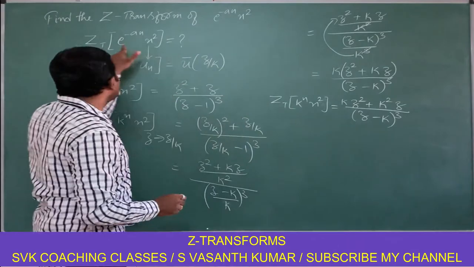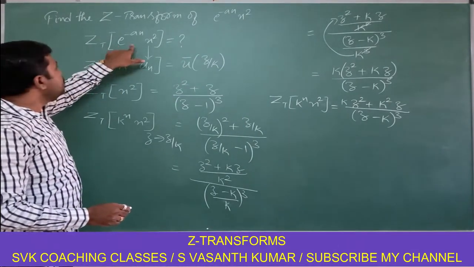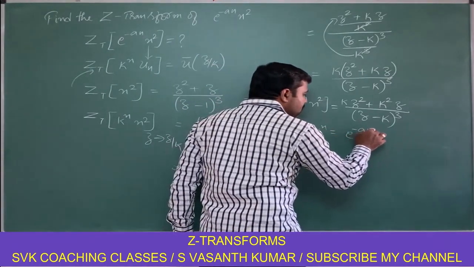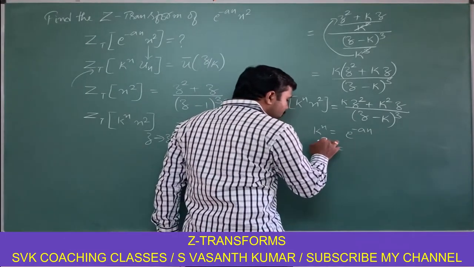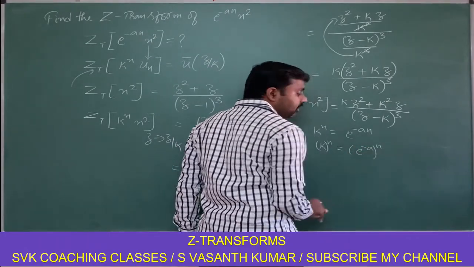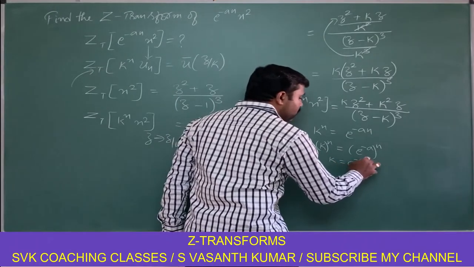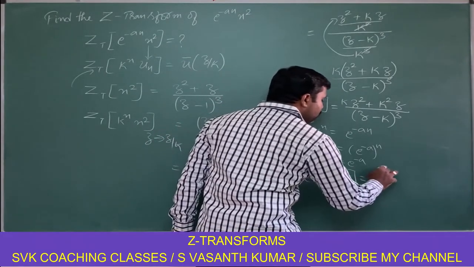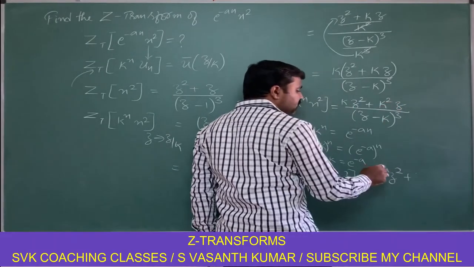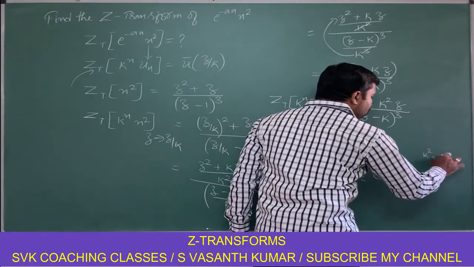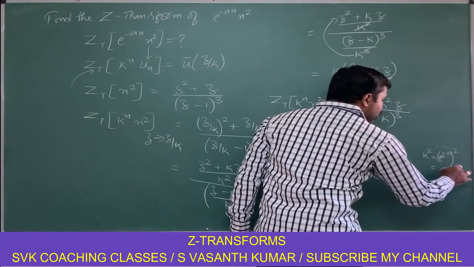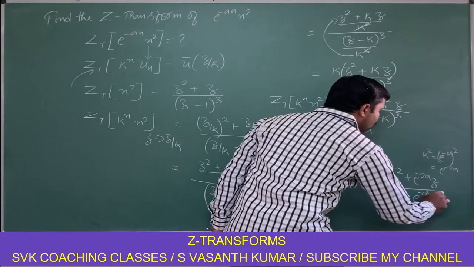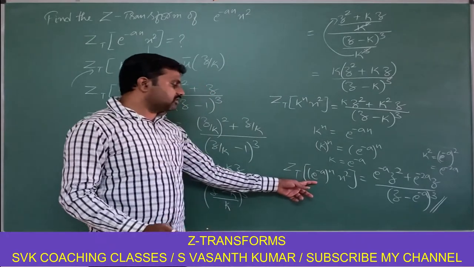Finally, I want to find the Z transform of e power minus an into n square. So go with the comparison of what we have here: k power n is equated with e power minus an. So k whole power n can be written as e power minus a whole power n by laws of indices. Therefore k is equal to e power minus a. So the Z transform of e power minus a whole power n into n square is e power minus a into z square plus k square, where k square can be written as e power minus a the whole square, which is e power minus 2a. Therefore it is e power minus 2a into z, whole divided by z minus e power minus a the whole cube, which is the required Z transform of e power minus an into n square.